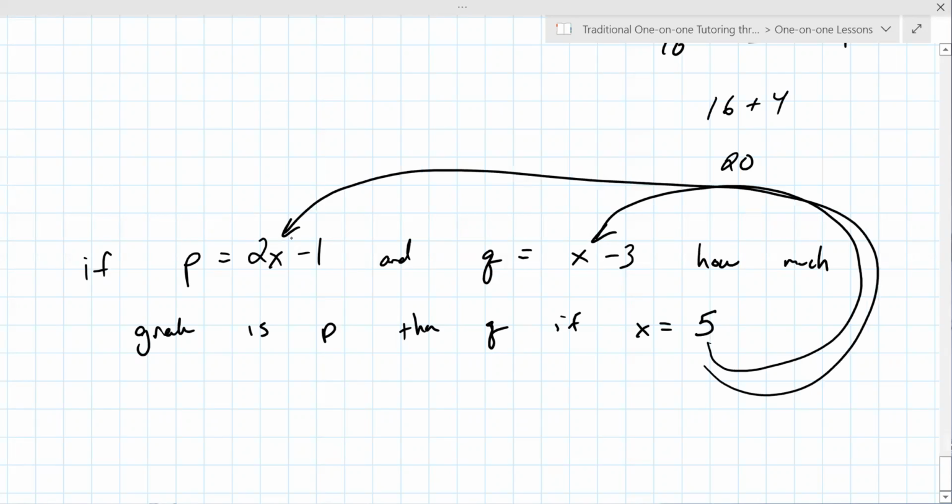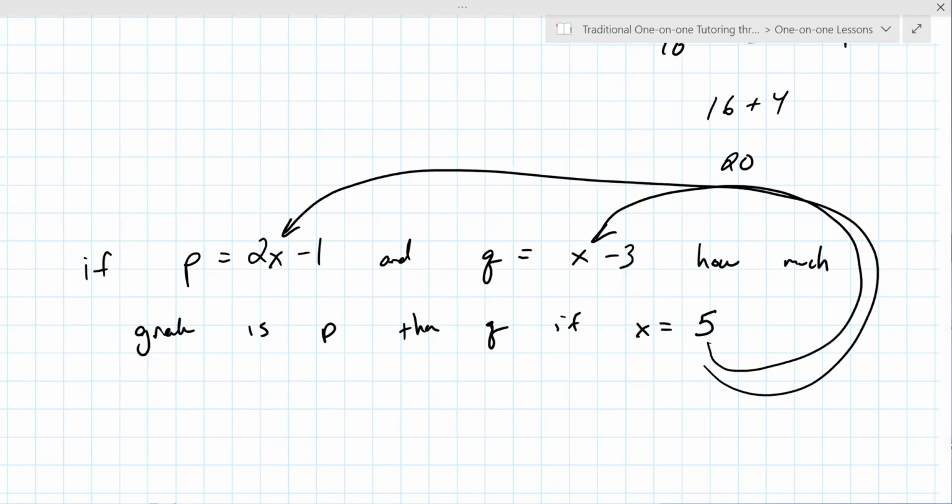Do you see how x is 5? Okay. So you have to put that 5 back into each equation. Can you do that for me? What is 2 times 5 minus 1, and then 5 minus 3? 2 times 5 is 10 minus 1, 9. And then 5 minus 3, you said? Yes. 2.